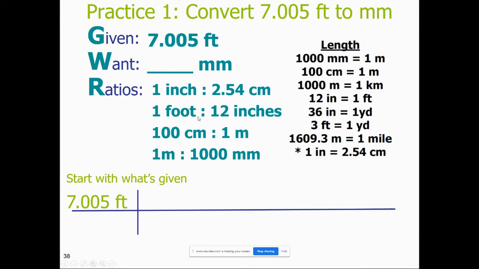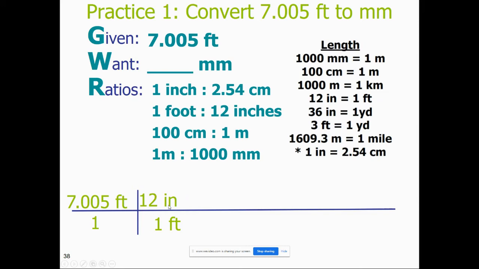This one. That's the only one that has feet here. Or you can look over here, it's the only one with feet. We do that, and our foot disappears. There's foot on the bottom, 12 inches on top. Our feet cancel out, we're left with inches.